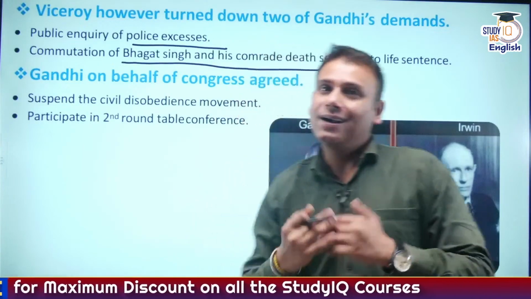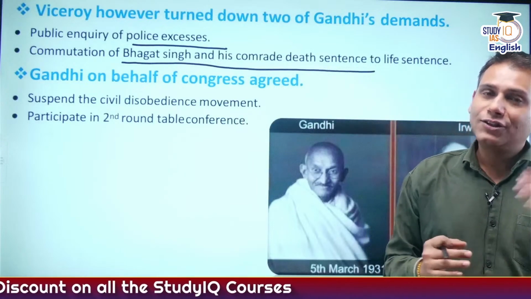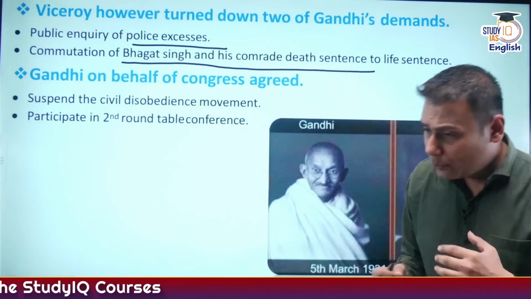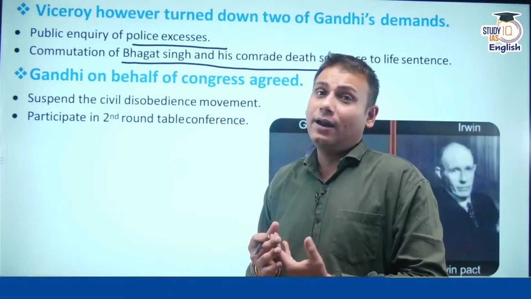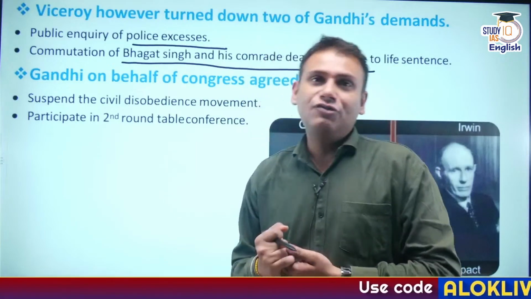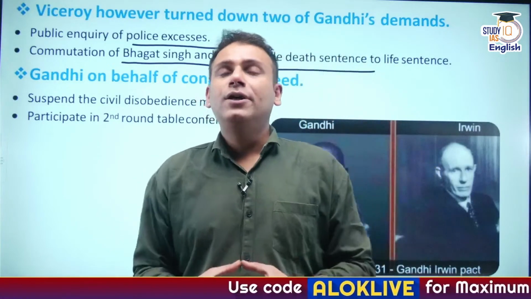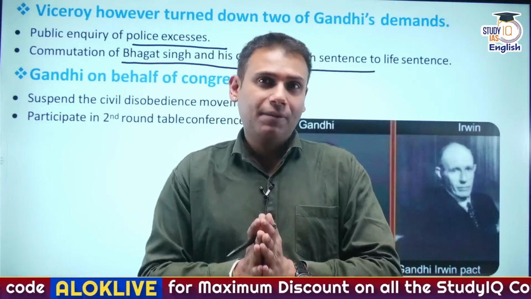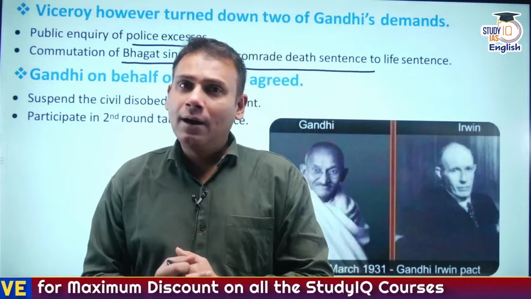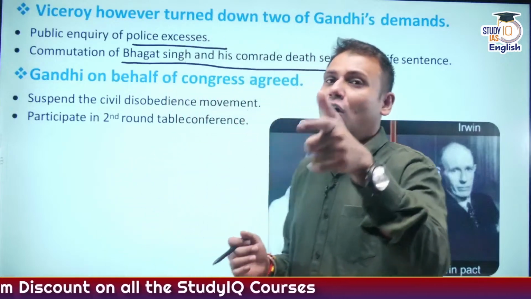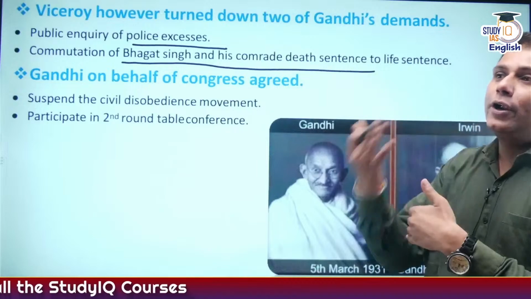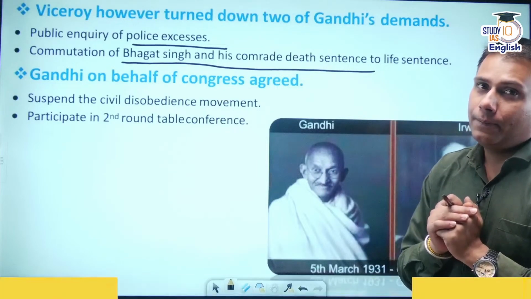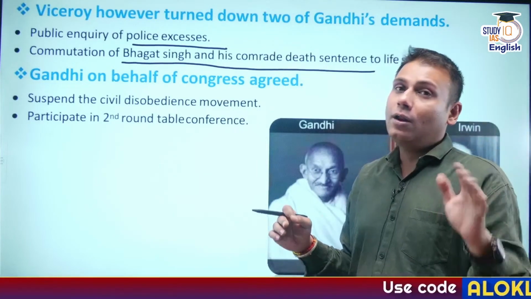So finally, Bhagat Singh ji was arrested in Saunders' murder case. And a trial was conducted against him. Bhagat Singh ji, Rajguru ji and Sukhdev ji became the martyrs of Mother India. They were hanged to death. So Mahatma Gandhi demanded that the death sentence of Bhagat Singh ji should be commuted to life imprisonment. But this was not accepted by Lord Irwin.